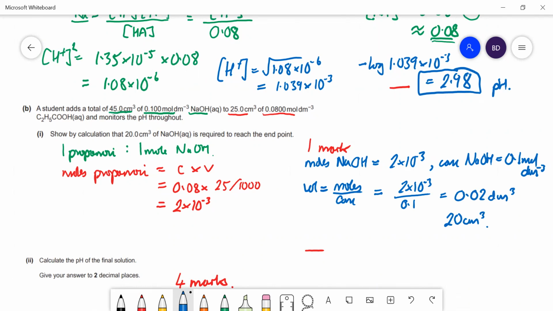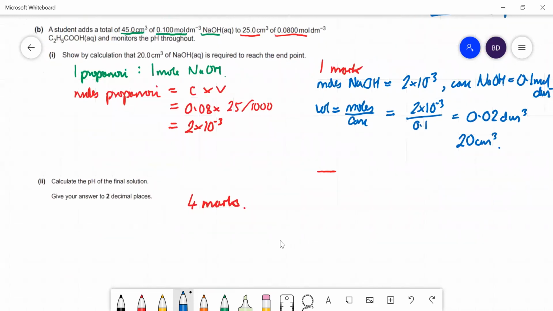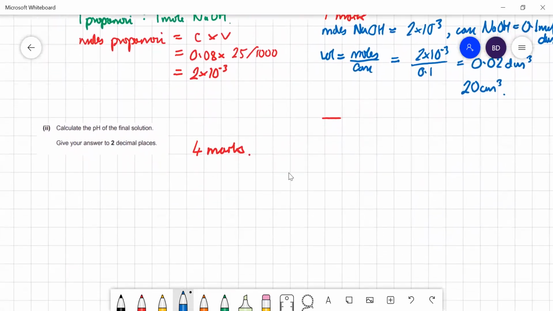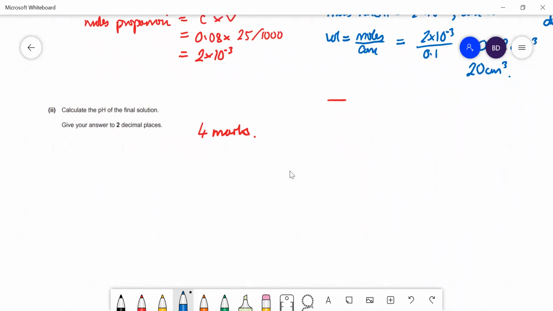Right, now the next part is calculate the pH of the final solution. Now this is quite tricky because we're going to add an excess of NaOH here. So the way I would do that is I write down the equation. Here's the moles of propanoic acid, let's call that HA, and that's going to react with NaOH. I'll just write down OH minus, forget about the sodium. What's going to happen there is you are going to form the conjugate base, A minus, and you're going to form water.